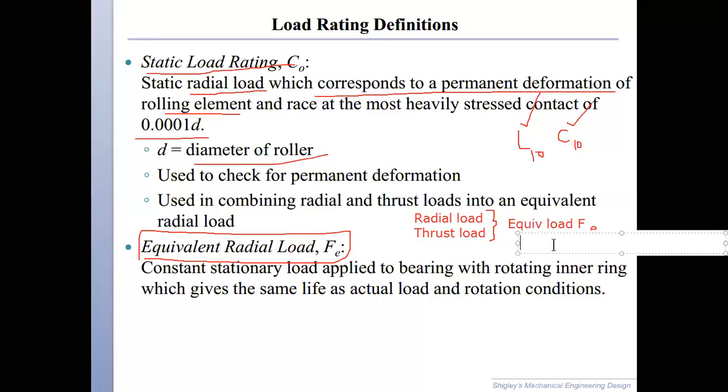So how do we do that? We combined radial load and thrust load, and we call that the equivalent radial load FE. It is a constant stationary load applied to a bearing with a rotating inner ring, which gives the same life as the actual load and rotation conditions. So that will be the equivalent radial load.